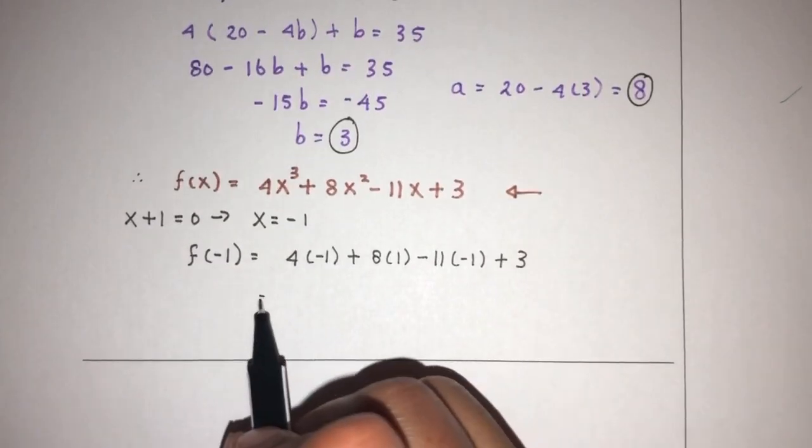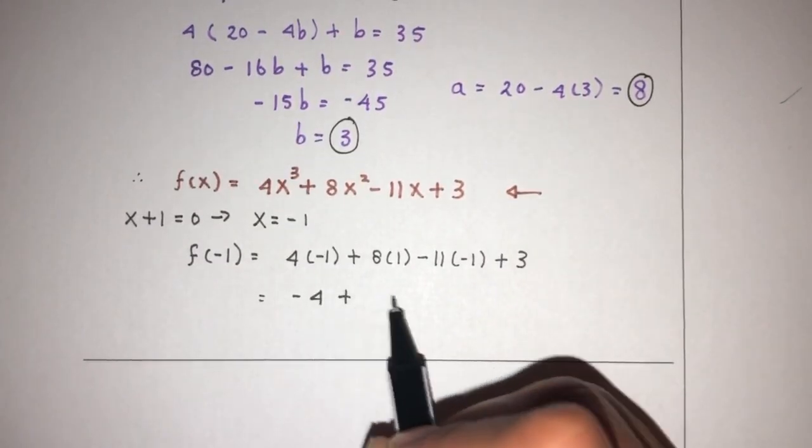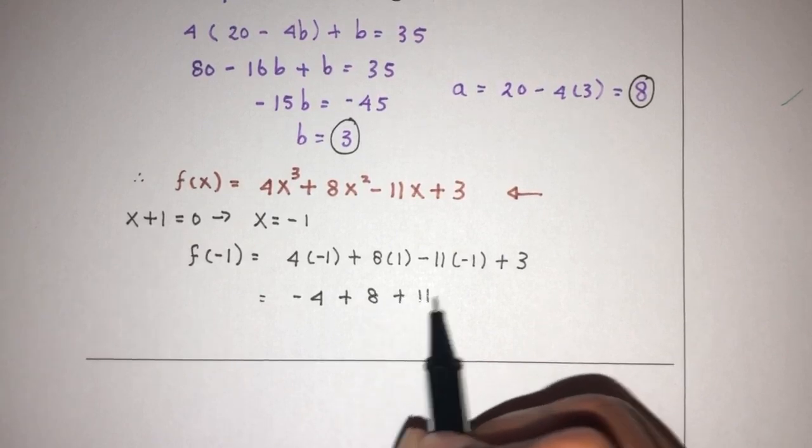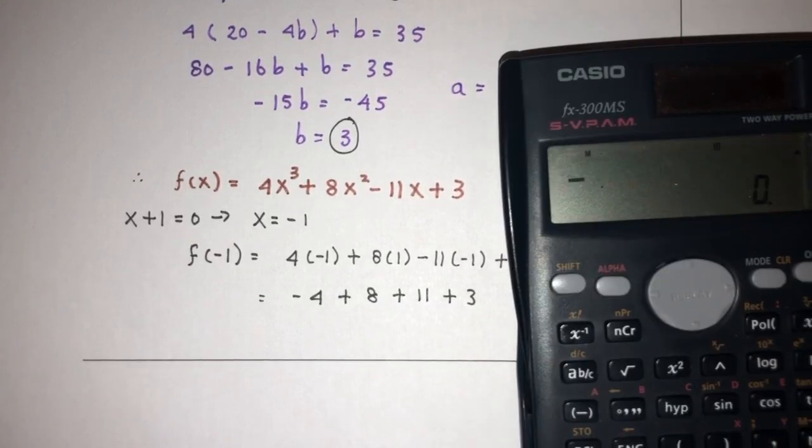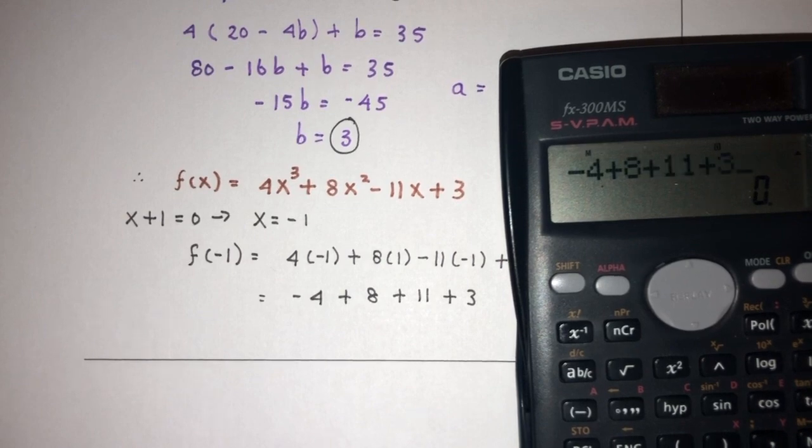So let's see what happens. That will become minus 4 plus 8 plus 11 plus 3. Minus 4 plus 8 plus 11 plus 3, that should be 18.